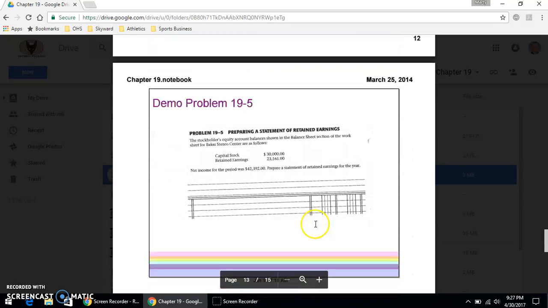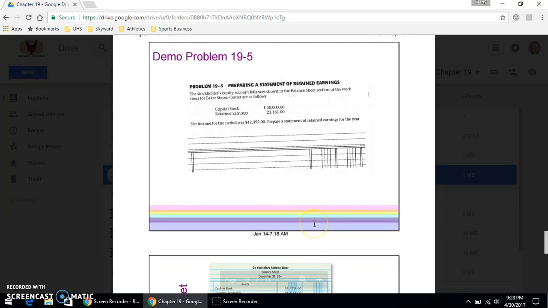All right, let's move on. Now, in demo problem 19.5, we actually are going to go ahead and put together a statement of retained earnings. So what you are given is the information needed in order to create this statement of retained earnings. You have the two accounts that are going to be represented in the statement of retained earnings, which is going to be the capital stock and the retained earnings account balances.